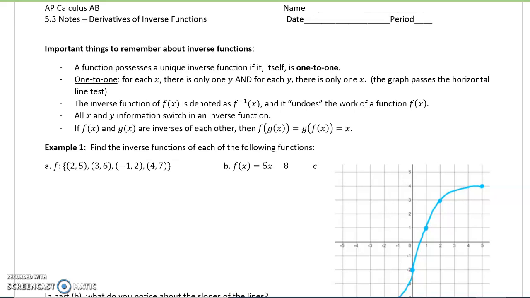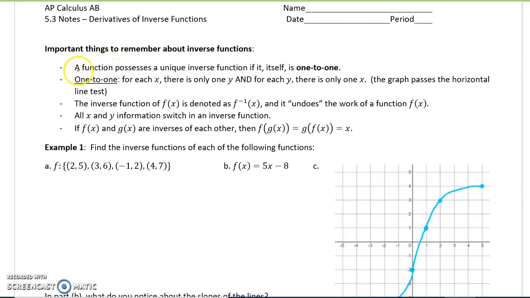Chapter 5 jumps around a little bit. We just did 5.1, which was derivatives of natural logs, and 5.2 was the antiderivatives of natural logs. Now we're going back to derivatives, but we're not taking derivatives of particular functions. We're taking a look at just inverse functions in general. So before we talk about the calculus behind it, let's make sure we remember what an inverse function is.